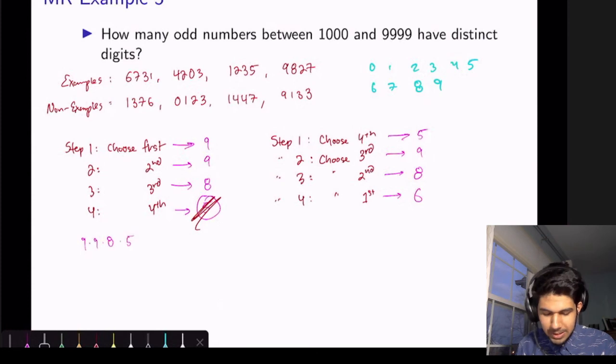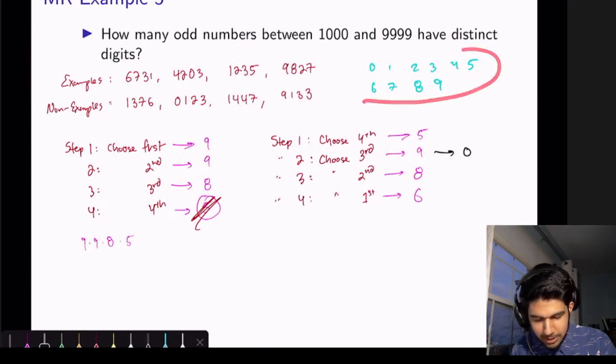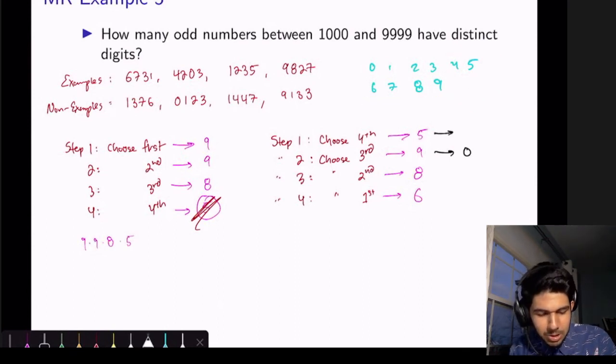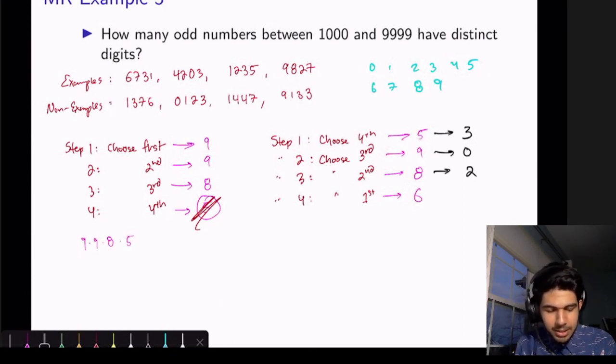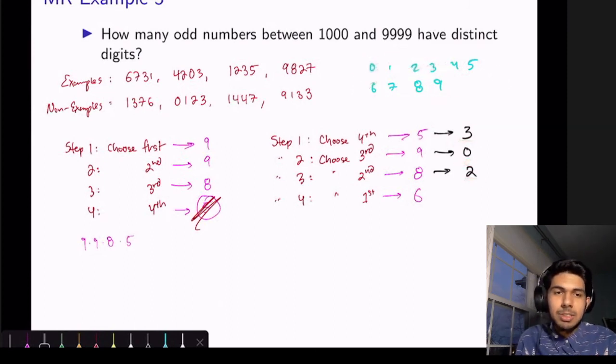But what if this third digit was a 0? Then, well, just for example, let's say the fourth digit we chose to be a 3, and this one we chose to be a 2. Then here, we shouldn't have 6 choices. We should have 7, because out of these, 3 is in here, so we get rid of 3. 0 is not in here, so we don't worry about it. And 2 is not in here, so we get rid of that. And there's 7 options left. So again, this 6 isn't constant.